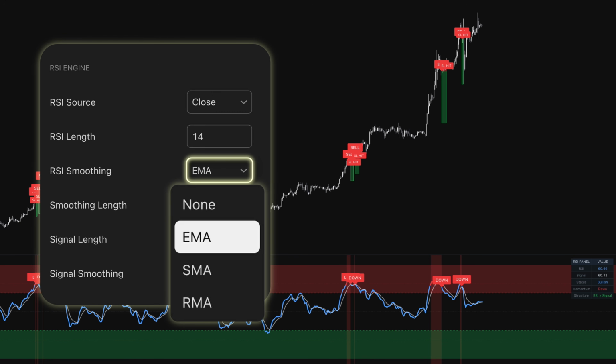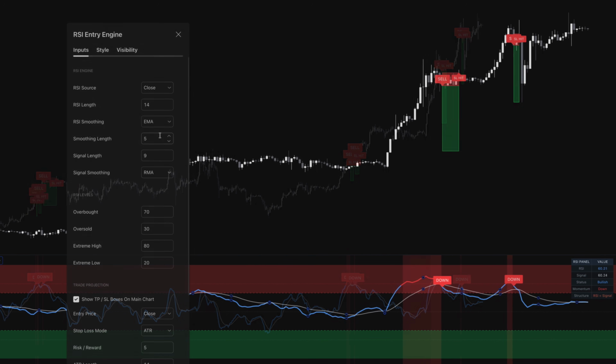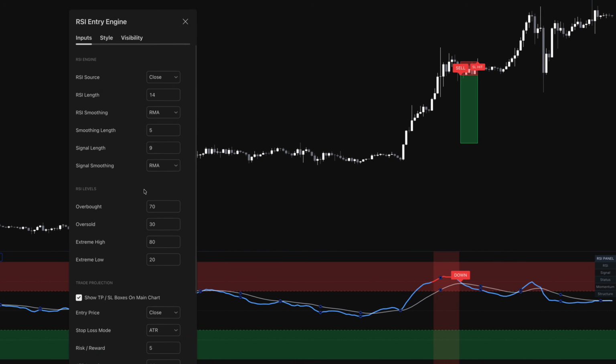The RSI calculation itself is more flexible than a standard implementation. The raw RSI can be smoothed with an EMA, SMA, or RMA before plotting, and a separate signal line is derived from that smoothed value using the same three options independently. That combination gives meaningful control over how reactive or smooth the final line feels without needing a separate indicator.